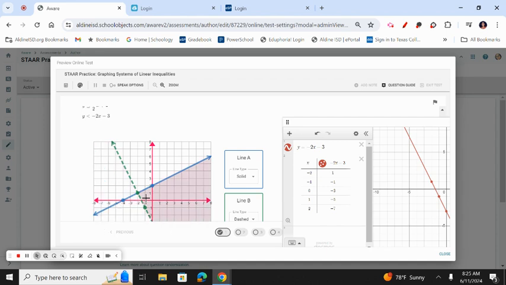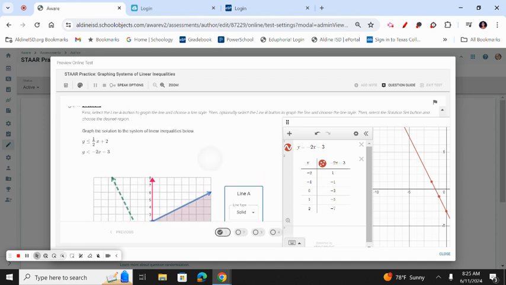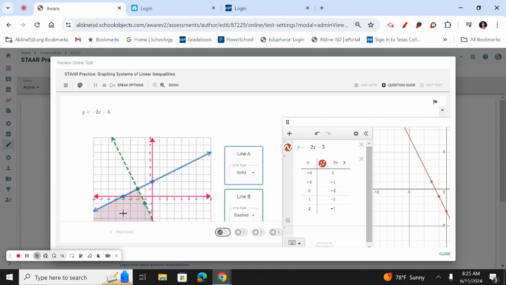And then green line says it should be less, so it should be below the green line, which would be this one.